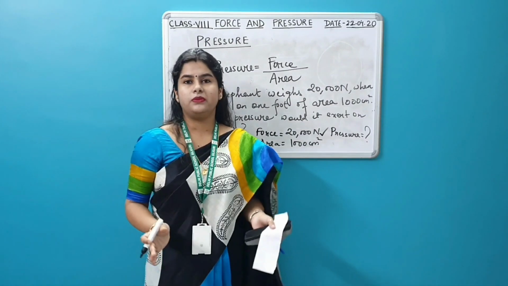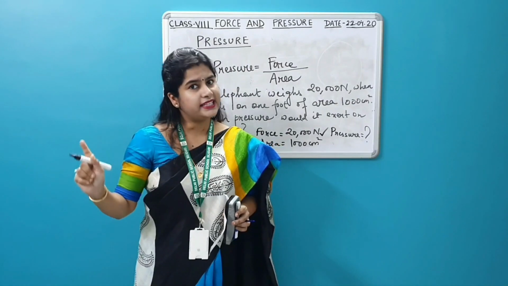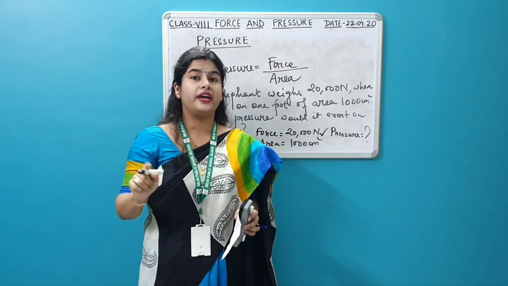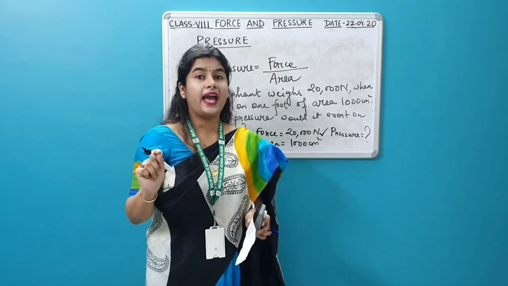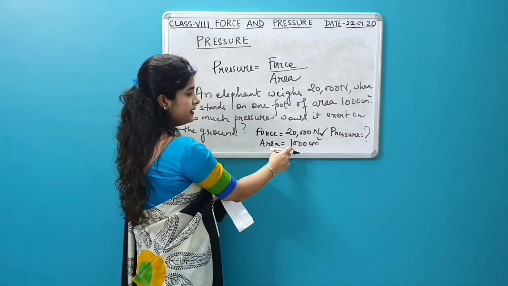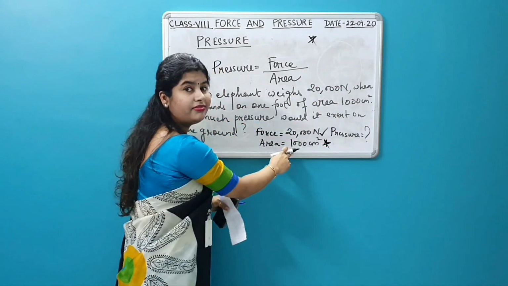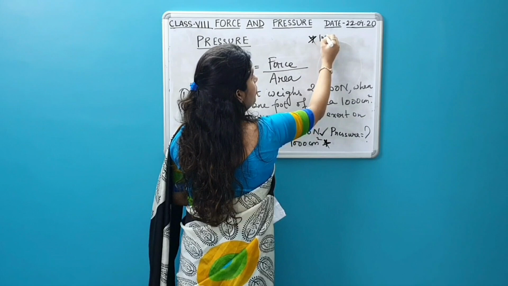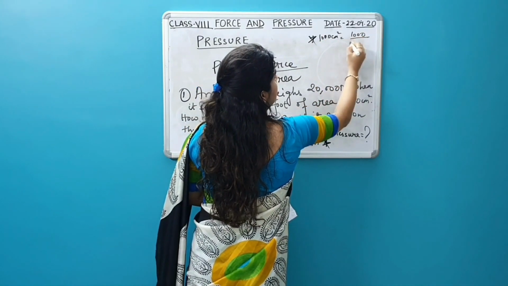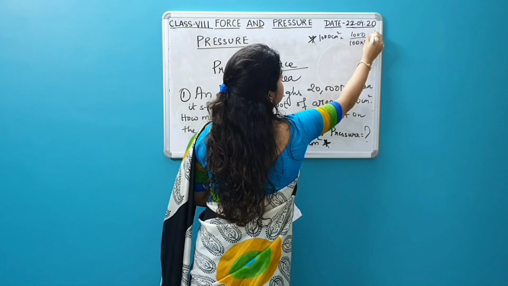So I know the relation between meter and centimeter. 1 meter equals 100 centimeter. Then 1 centimeter equals 1 by 100 meter. So I have to divide it, isn't it? Mind it, this thing is very important. I am doing it out here. 1000 centimeter square is equal to 1000 by 100 into 100 meter square.